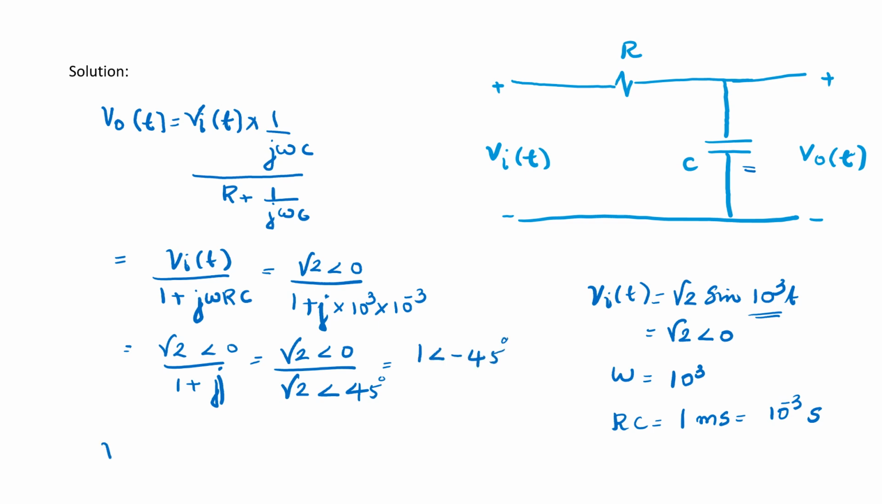Now we can write V naught of t as 1 into sine 10 cube t minus 45 degrees, that is sine of 10 cube t minus 45 degrees. This is the final answer.